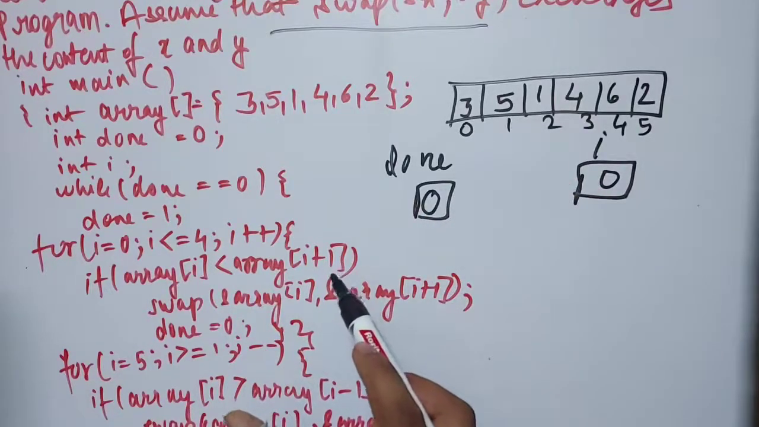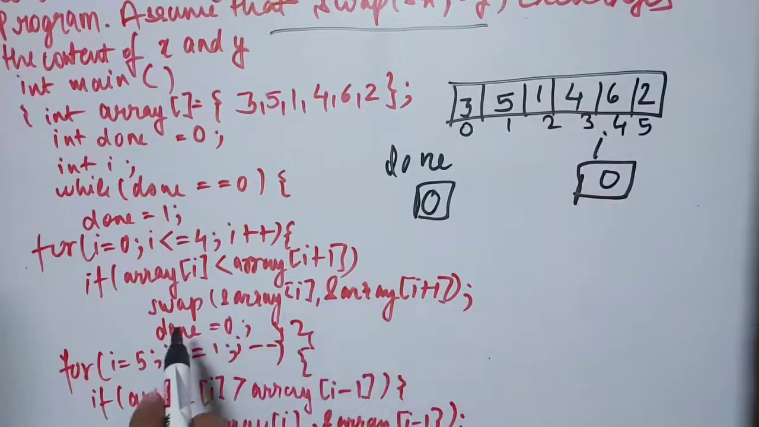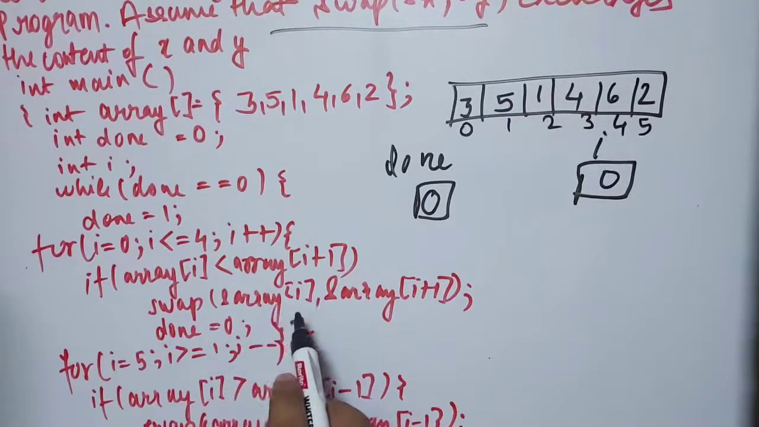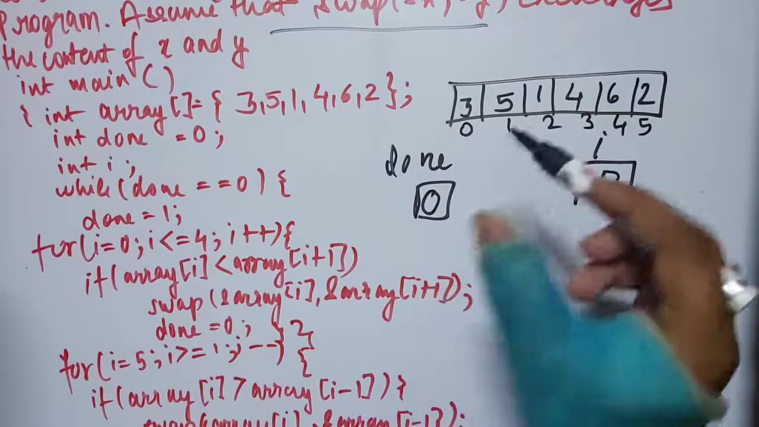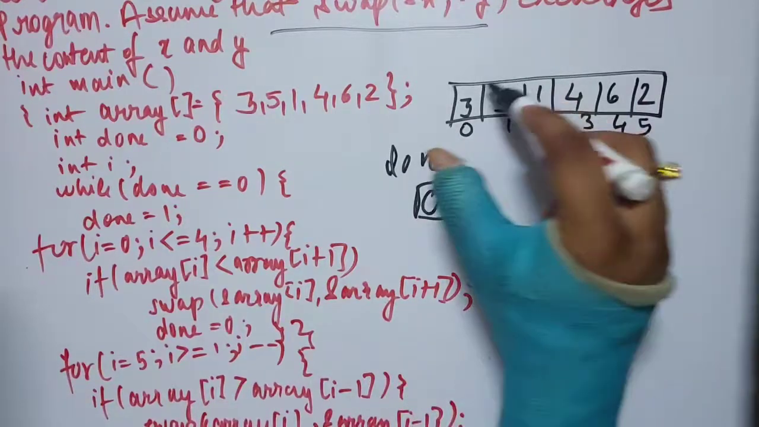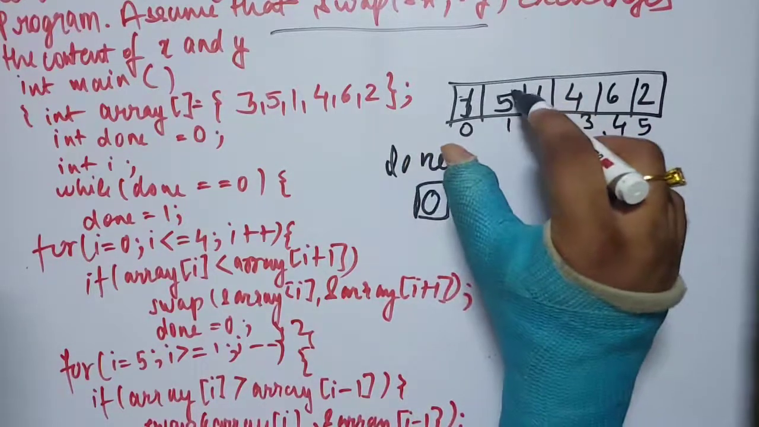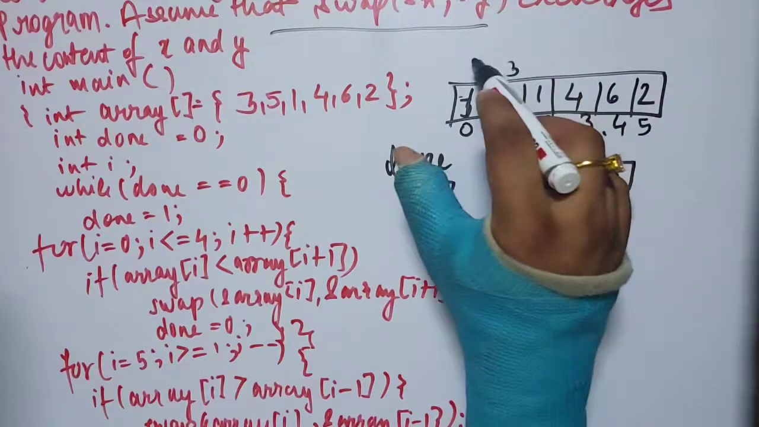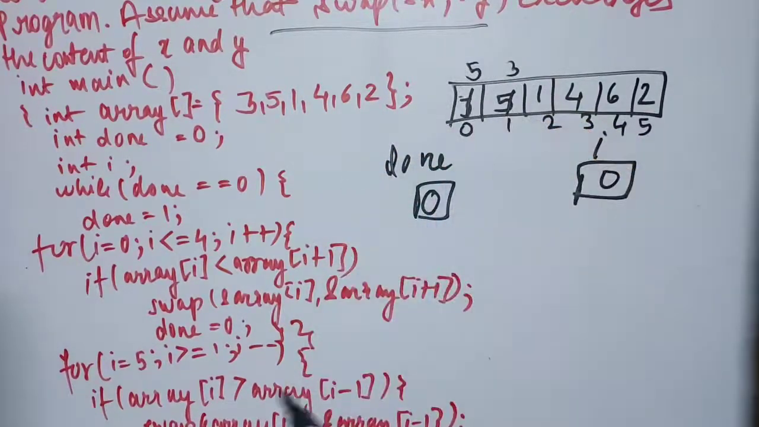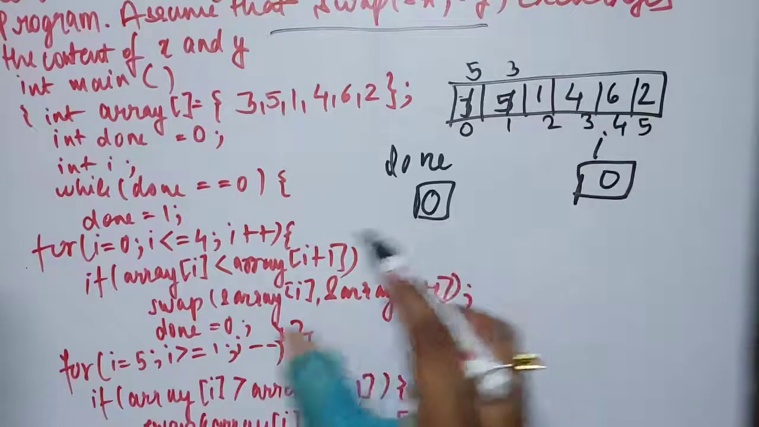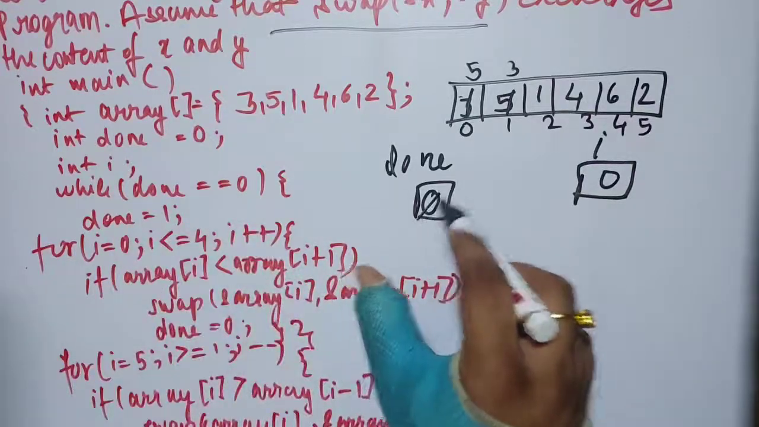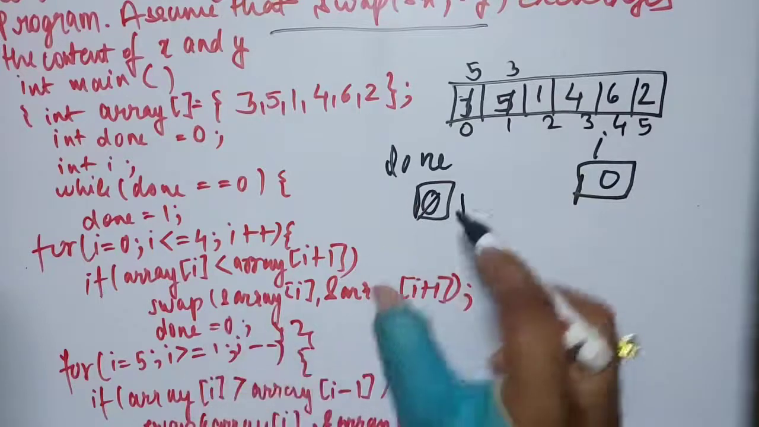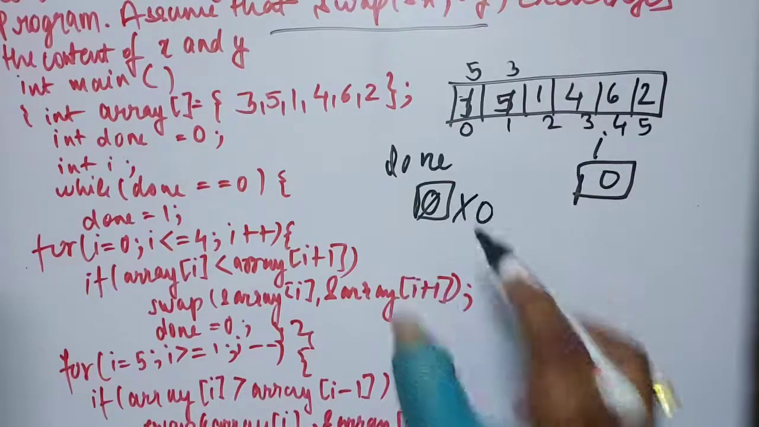true. So if the condition is true, it will enter swap(&array[0], &array[1]), meaning here a swap would take place. So 3 gets swapped with 5, so 3 comes here and 5 comes here, and done is initialized to 0. First here done is initialized to 1, and now here done is initialized to 0 again.